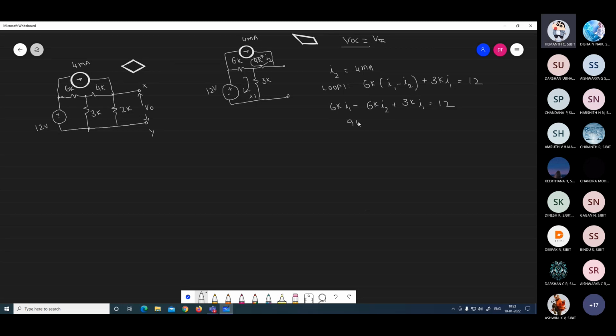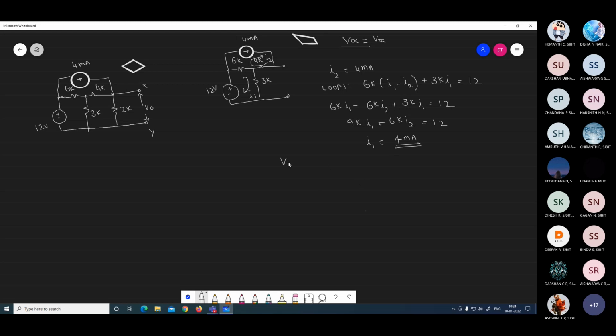So this is minus 1.333 milliamps, sir. How much is I1 you have calculated? Minus 1.333 kiloamps, sorry, milliamps. Minus 4 milliamps. Okay, 4 milliamps is the correct answer.